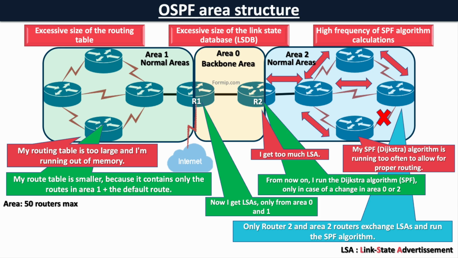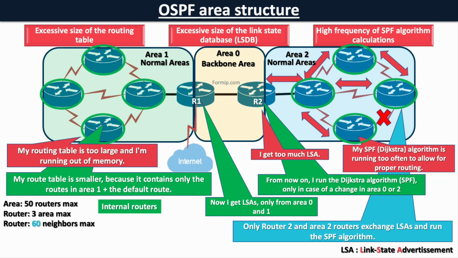Cisco recommends some guidelines for the optimal number of routers. An area should contain no more than 50 routers. A router should not be included in more than 3 areas. And it must not have more than 60 neighbors either. The last thing to see about OSPF areas is that there are 4 different types of routers.